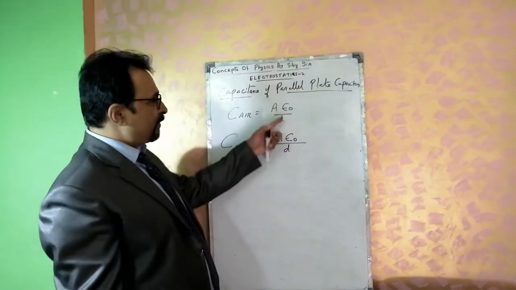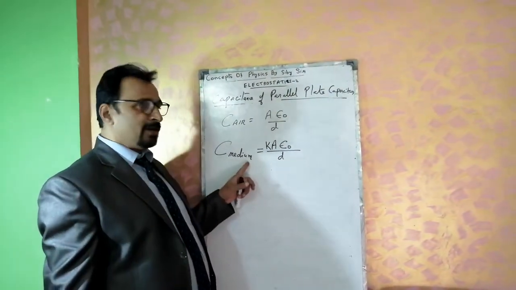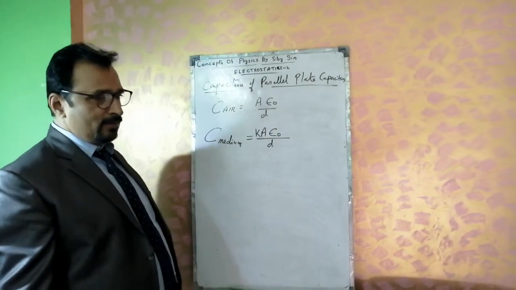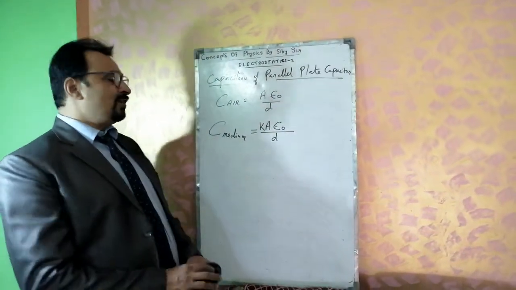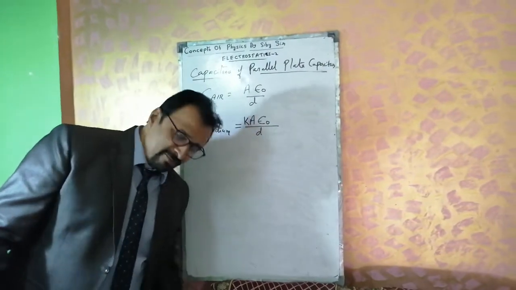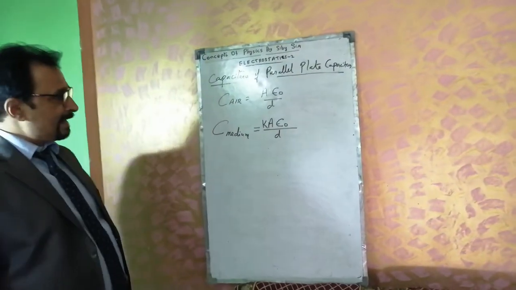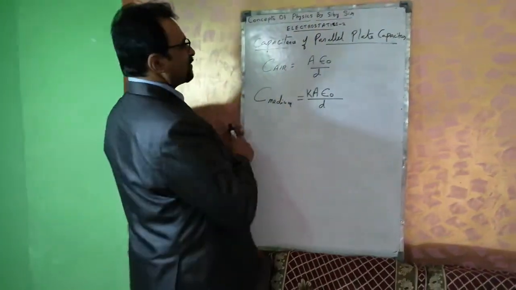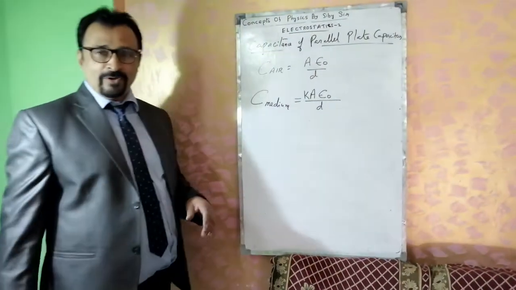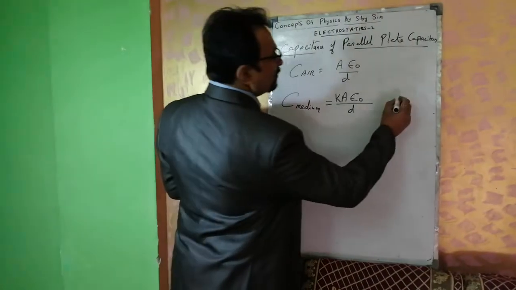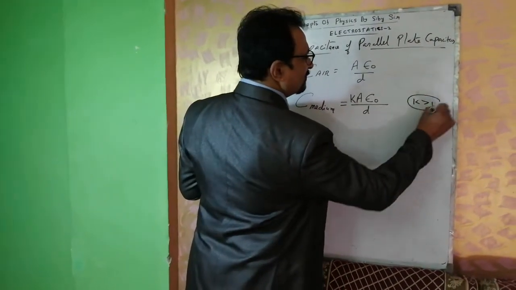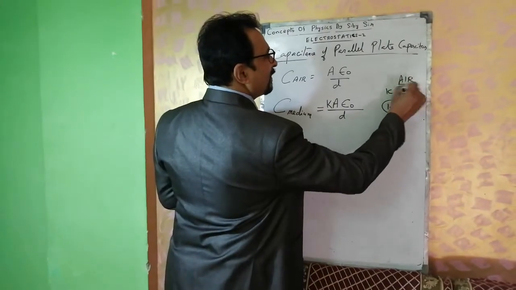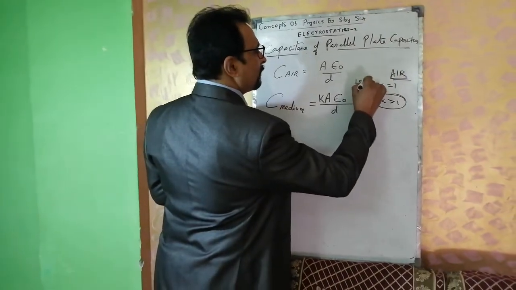Capacitance in air is A epsilon naught by D, and capacitance for any medium between the plates is equal to K A epsilon naught by D. Now the question is, for which medium is the capacitor having the least capacitance? It is very clear, it is for air. Why? Because you know K is always greater than 1. And K is equal to 1 for what? K is equal to 1 for air, and that is the least value.